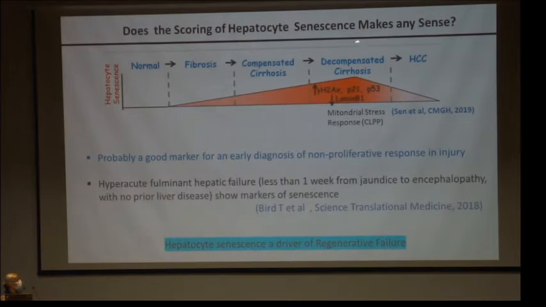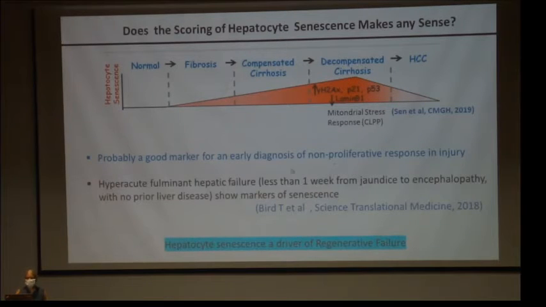What we find is that, especially in decompensated cirrhosis, you have an increase in DNA damage, an increase in cell cycle arrest, and also a loss of nuclear integrity. So there is a combination of markers you need to use to say that the cell is not dividing. So where is the advantage? Does this scoring of hepatocyte senescence really make sense? It does, because it is a good early marker which tells that the cell is not dividing.